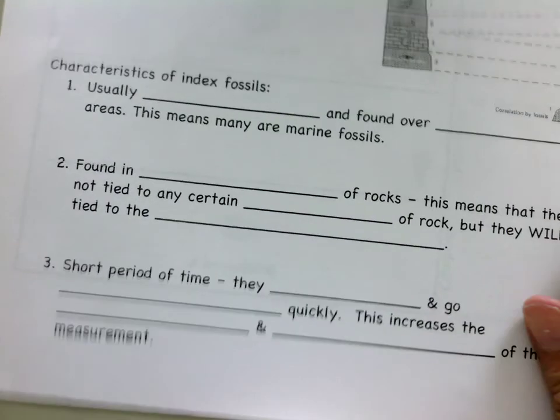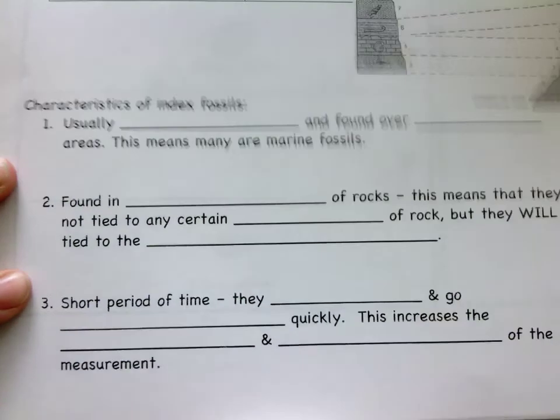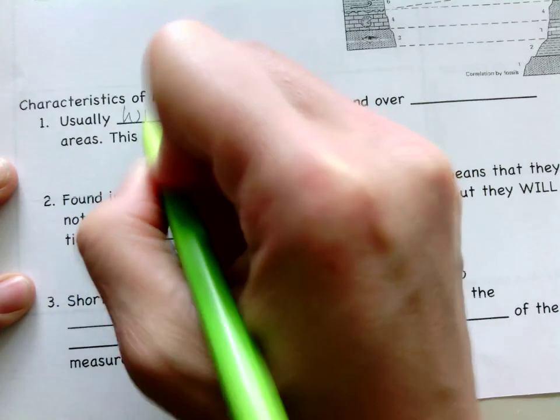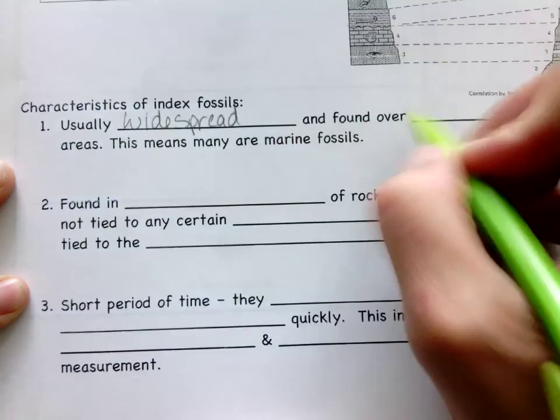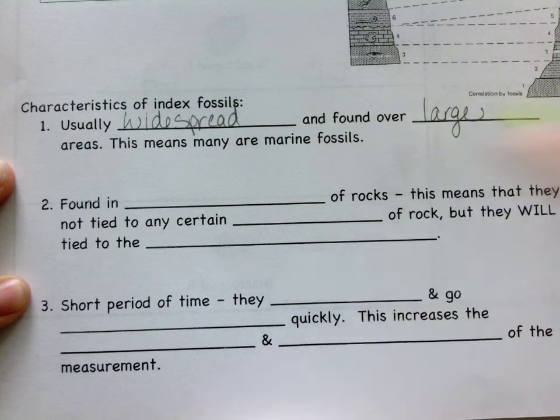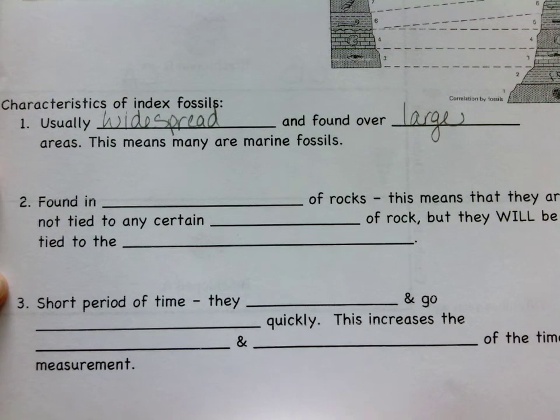Okay, so this means that index fossils, these fossils that we're using here, are usually widespread. They have to be found over large areas. If it's found over too narrow of an area, it won't help us to date that rock because we won't be able to find it in separate locations. So it needs to be widespread.